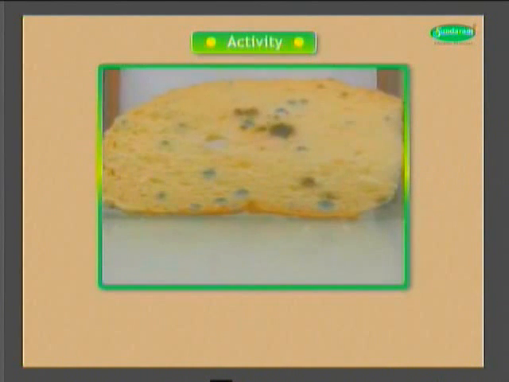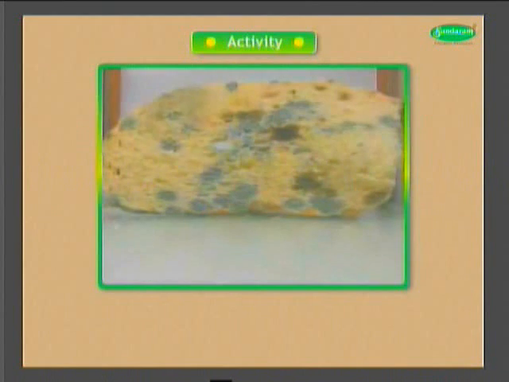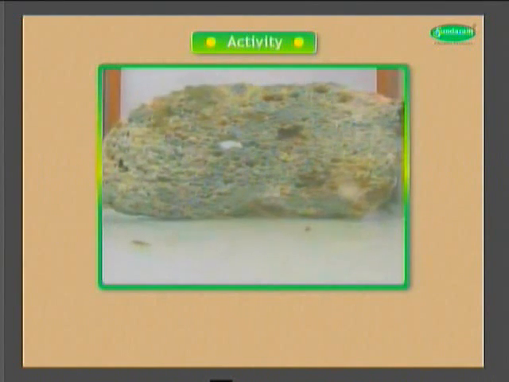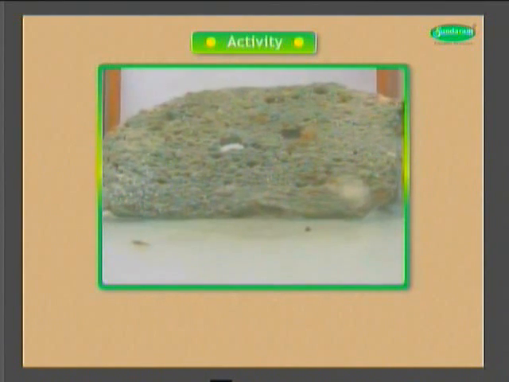Take a piece of moist chapati or bread. Leave it in a moist, warm place for 2 to 3 days. Observe the fungus grown on it.